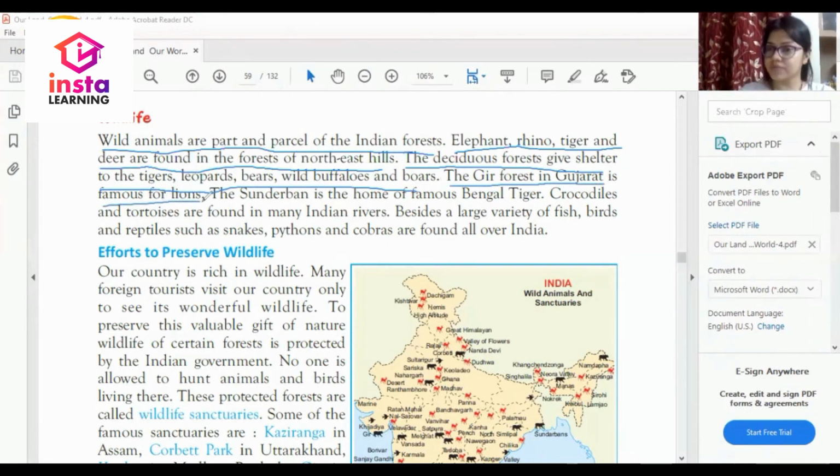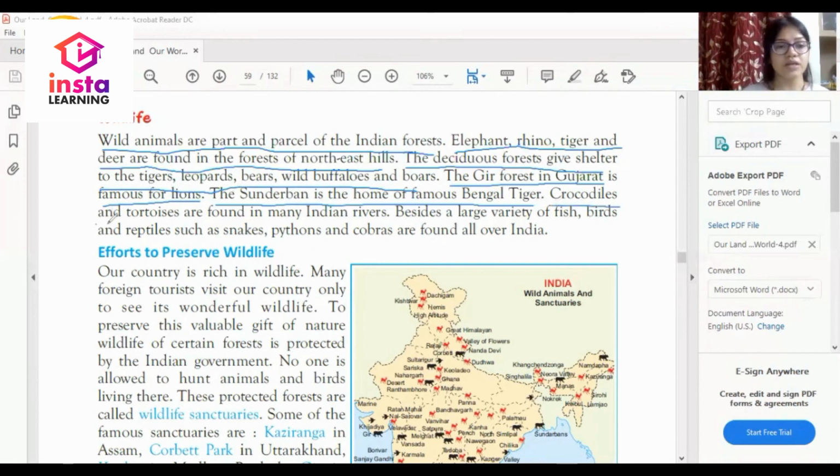Dear student, this is a very important question. Why is the Gir forest of Gujarat famous? The Gir forest in Gujarat is famous for lions. Again, this is a very important question. Where is the Gir forest situated? The answer is in Gujarat. The Sundarban is the home of the famous Bengal tiger. Why is Sundarban famous? Because it is the home of the famous Bengal tigers.